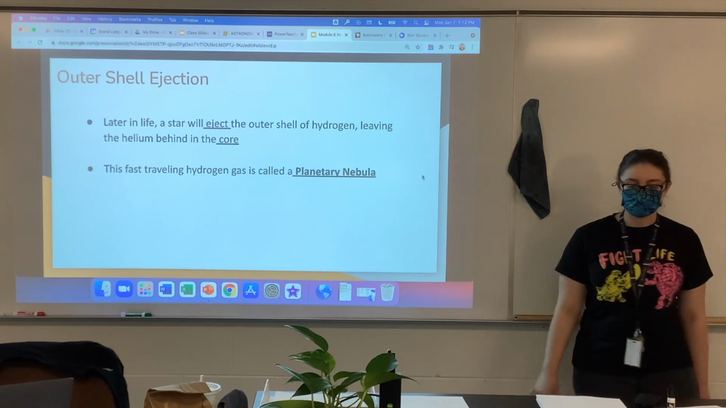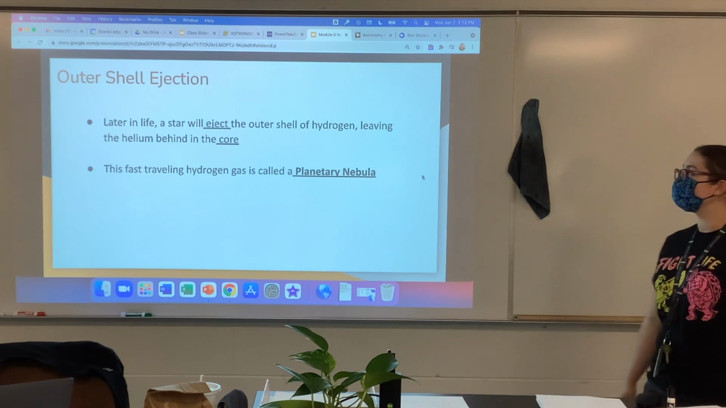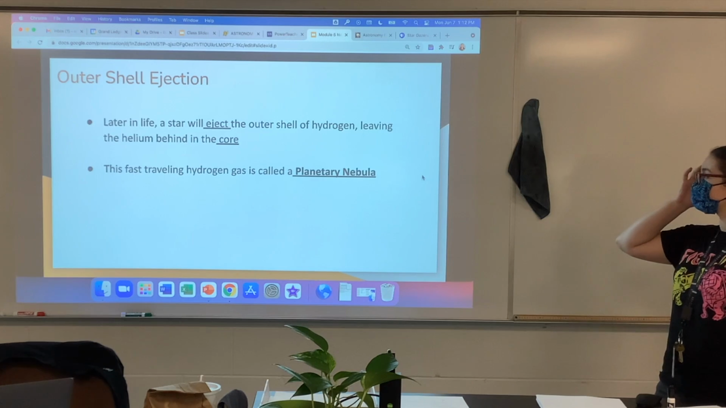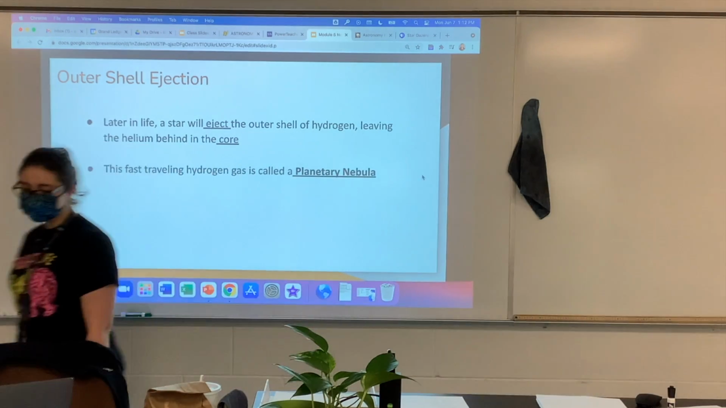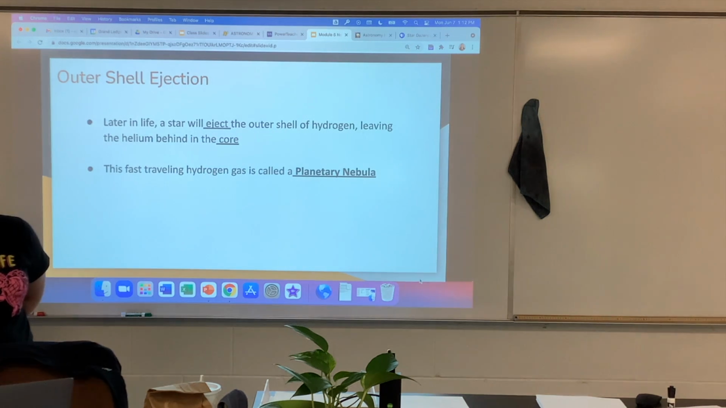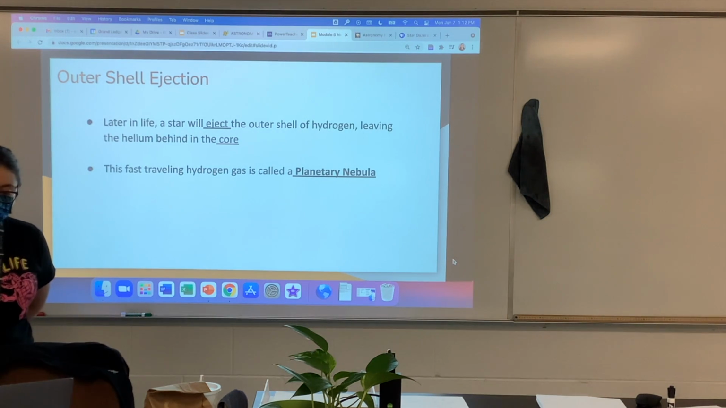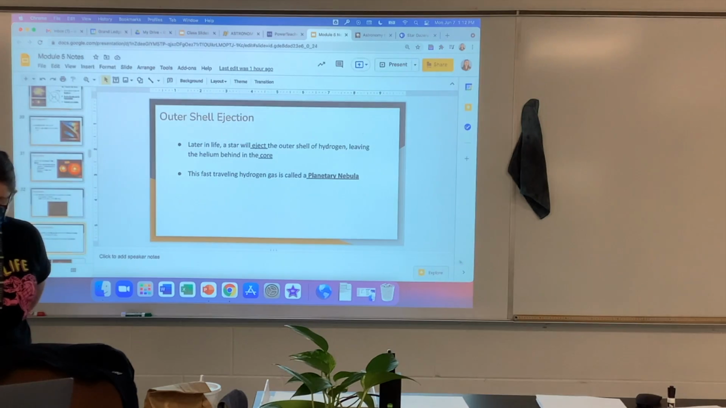So at some point, a star will also go through an outer shell ejection. Basically what that means is that its outer shell of hydrogen gas is going to get ejected.